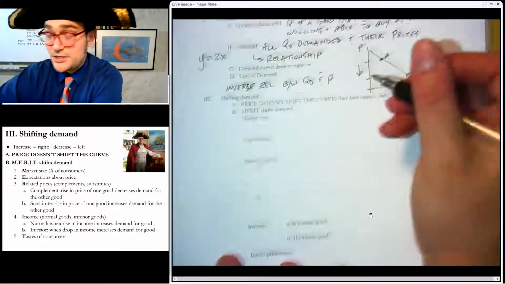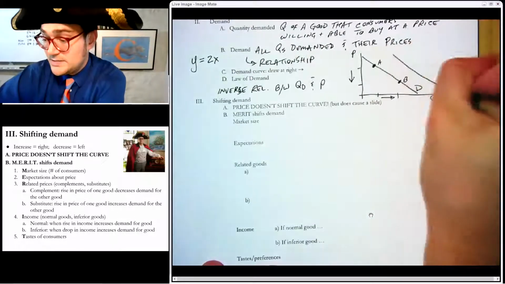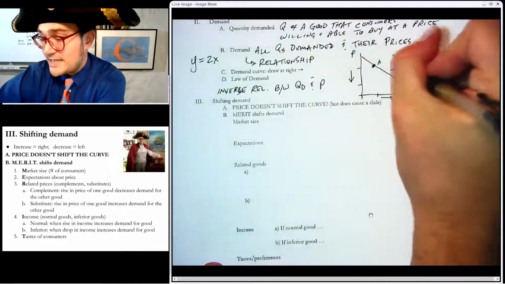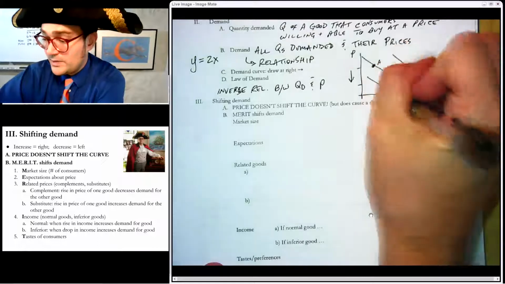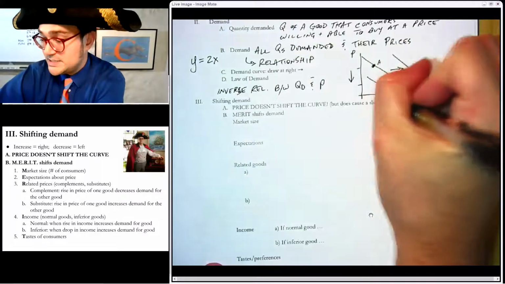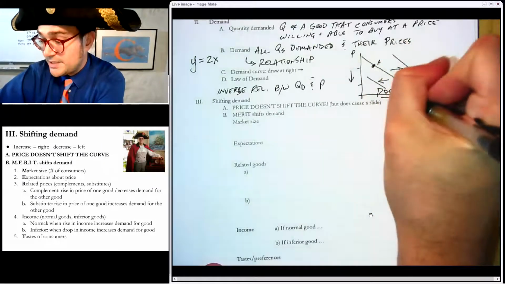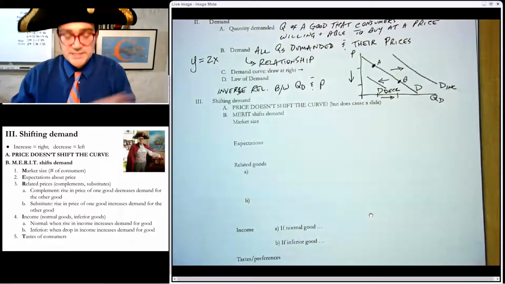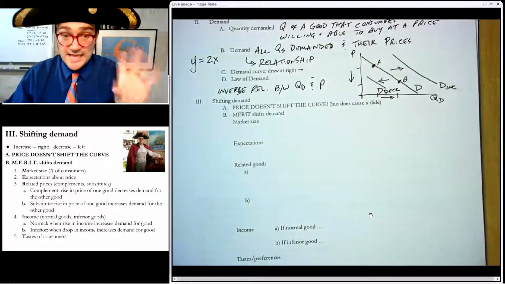So I'm going to draw that on here before you forget. D, and then I'm going to write INC for increase. And so that is an increase. And then this is D, and I know it's a little hard to see, I'm going to write decrease. So if it goes to the left, that's a decrease. If it goes to the right, it's an increase. 5 things that'll change demand, that'll actually shift it.